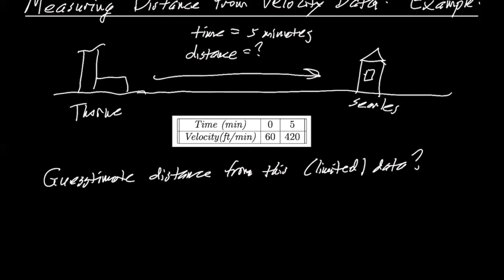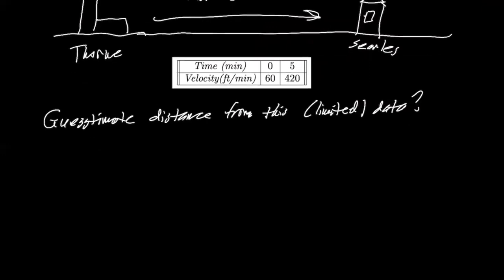One thing that's going to be useful is to think about plotting velocity versus time. Say we have some graph like this, with time in minutes on the x-axis and velocity in feet per minute on the y-axis. At t equals 0, we have speed 60, so let's say that's height 60 right there. And at t equals 5, it's at height 420.